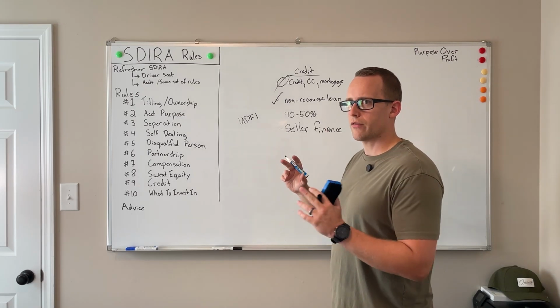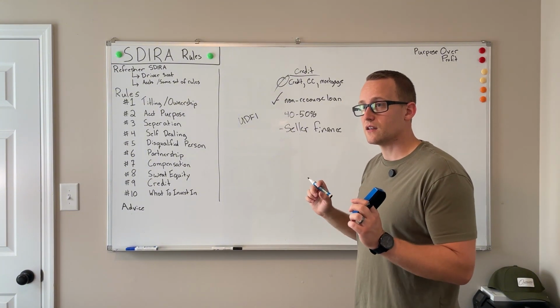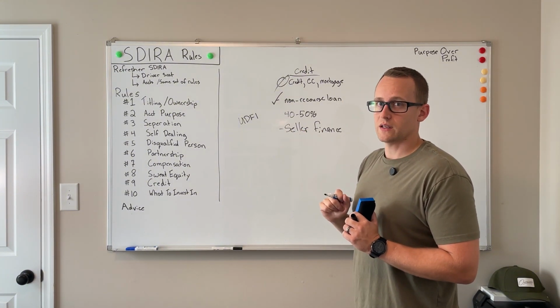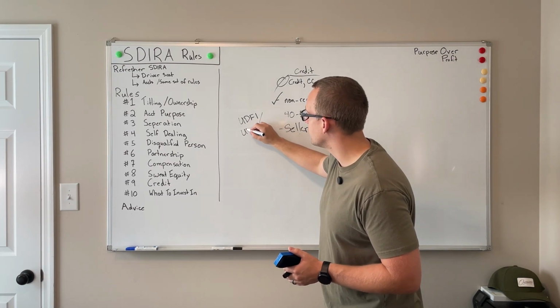You're gonna have to, even in a Roth. I mean, you're growing tax-free, but yes, there's still instances where technically when you're self-directing, you may have to pay tax. So UDFI, there's another one called UBIT.